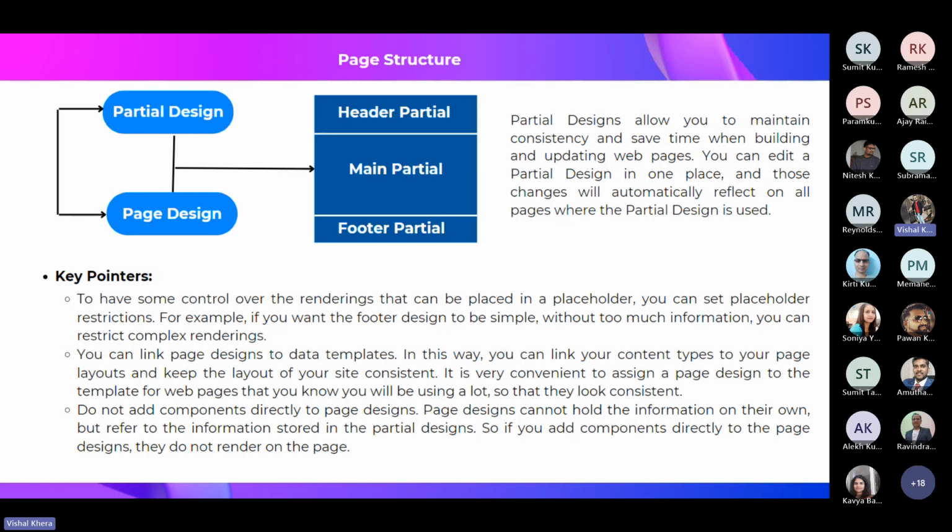If we need to create a blog detail page, then all the pages are split into 3 parts: main, header, and footer. We can create a header, and in the main section we can put all the components for the detail part, like any banner, image, or text, whatever is needed. Then we have a footer. So all these 3 partial designs, we need to add on the page design.